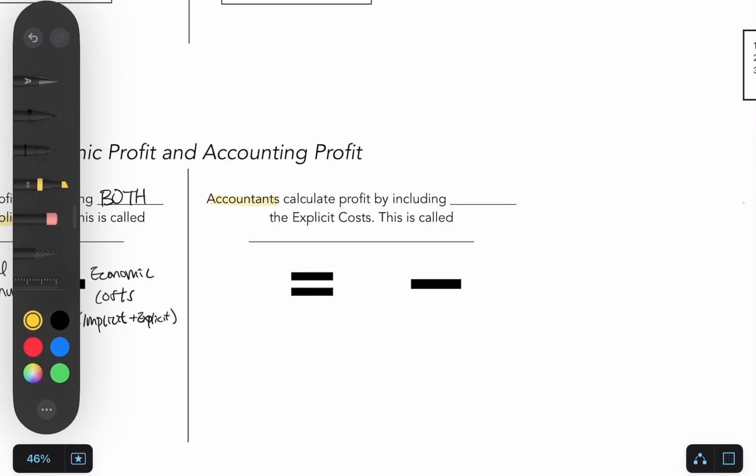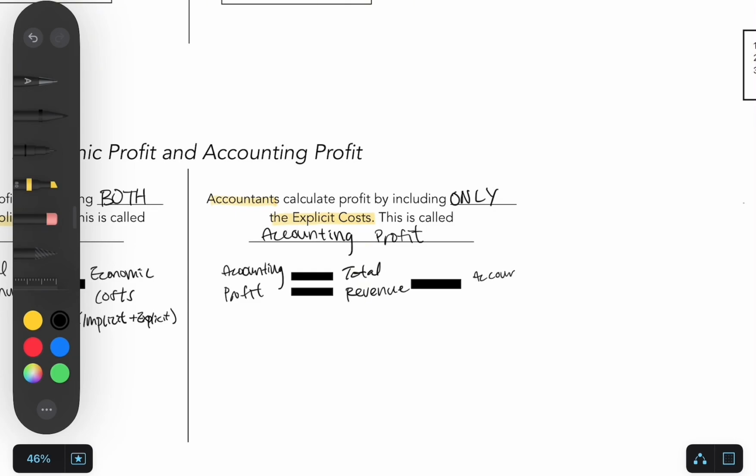On the other hand, accountants calculate profit by including only the explicit costs. This is called accounting profit. To find accounting profit, subtract the accounting costs, which are only explicit costs, from the total revenue.